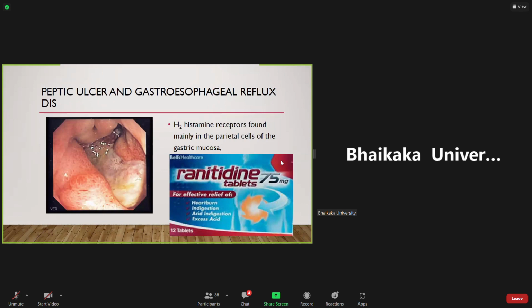Parietal cells, what do they secrete? They secrete hydrochloric acid, if I'm not wrong, right? So acid reflux happens because of overactivation of these cells, and obviously acid increases, okay.